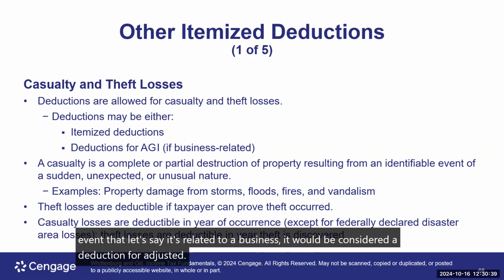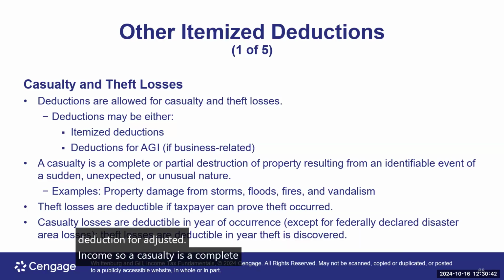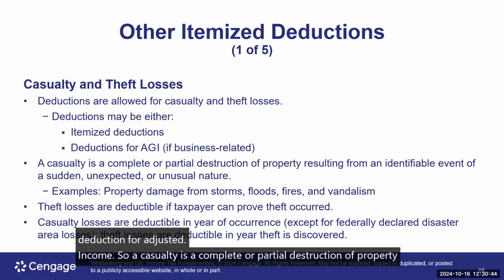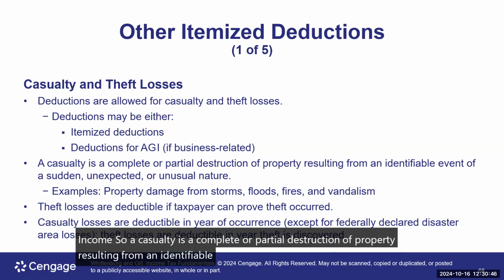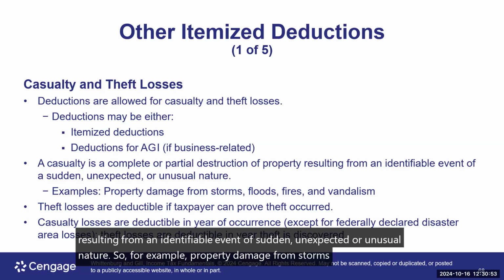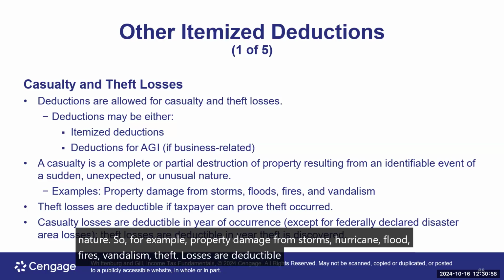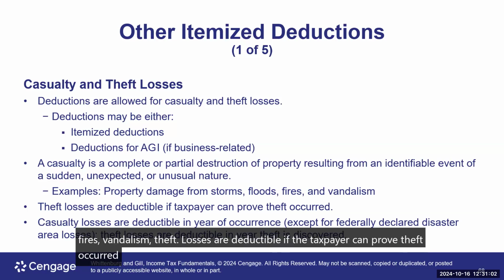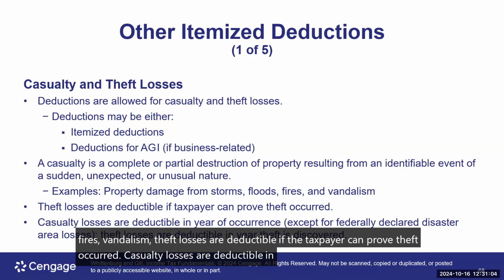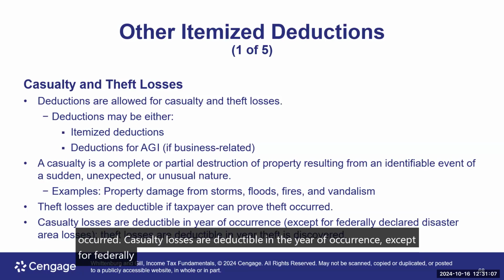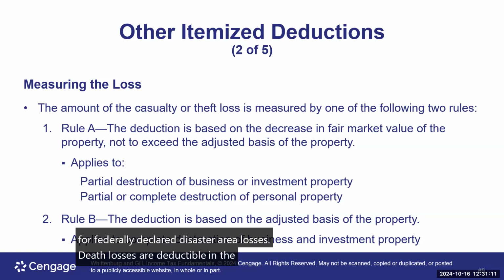A casualty is a complete or partial destruction of property resulting from an identifiable event of sudden, unexpected, or unusual nature. For example, property damage from storms, hurricanes, floods, fires, vandalism. Theft losses are deductible if the taxpayer can prove theft occurred. Casualty losses are deductible in the year of occurrence, except for federally declared disaster area losses. Theft losses are deductible in the year that the theft is discovered.